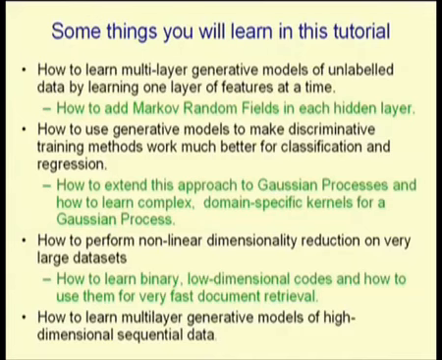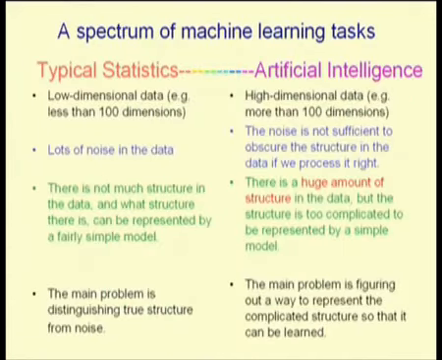So to start with, I want to draw a distinction between two types of machine learning task. There's what I think of as typical statistics, where you typically have low dimensional data, maybe less than 100 dimensions. There's often a lot of noise in the data. There's typically not much structure in the data. So a typical thing would be, say, some medical statistics on who died after a certain heart operation and who didn't. And you have their blood pressure and their age and stuff like that. And the main problem is not thinking that the noise in the data is real structure. So financial prediction typically is in this range where it's almost all noise. Perhaps it's all noise.